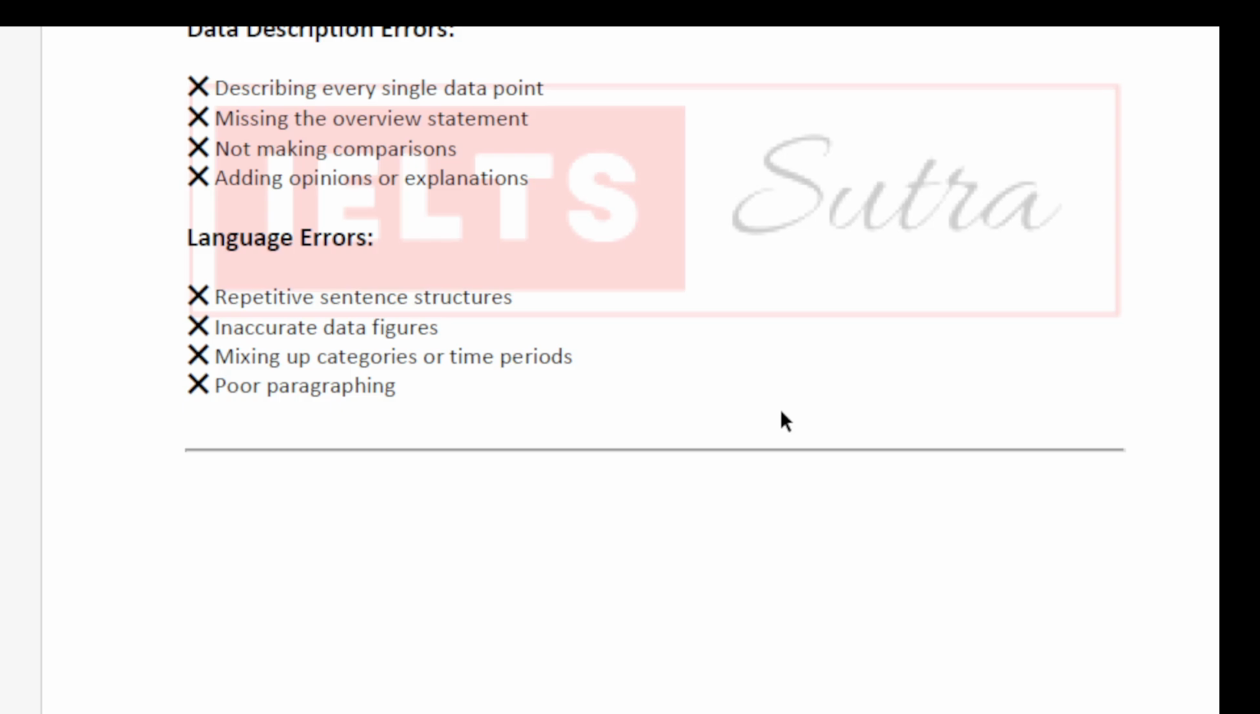Language errors are repetitive sentence structures. You should not write the same sentence over and over, which I think you won't after implementing all the 8 formations that we discussed. You should not mention inaccurate data figures. You should not mix up categories. You should not fumble up, and you should not do poor paragraphing as well.